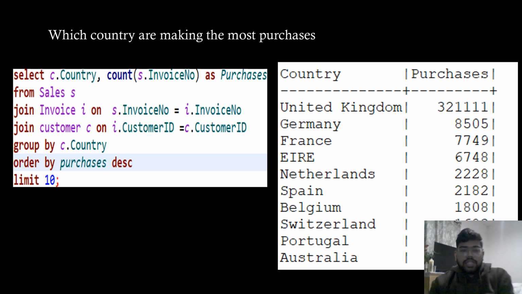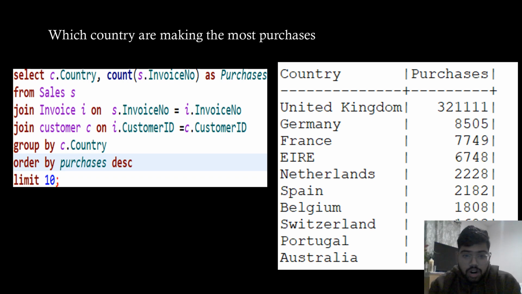And we are joining both the invoice table and sales table to get the country and to get the invoice number. And now we are joining the customer table with the invoice table, because we need to know which country the customer is from. And we are grouping it by each country because we need to find out the most number of purchases from each country, like United Kingdom, Germany, France, as you see in the output.